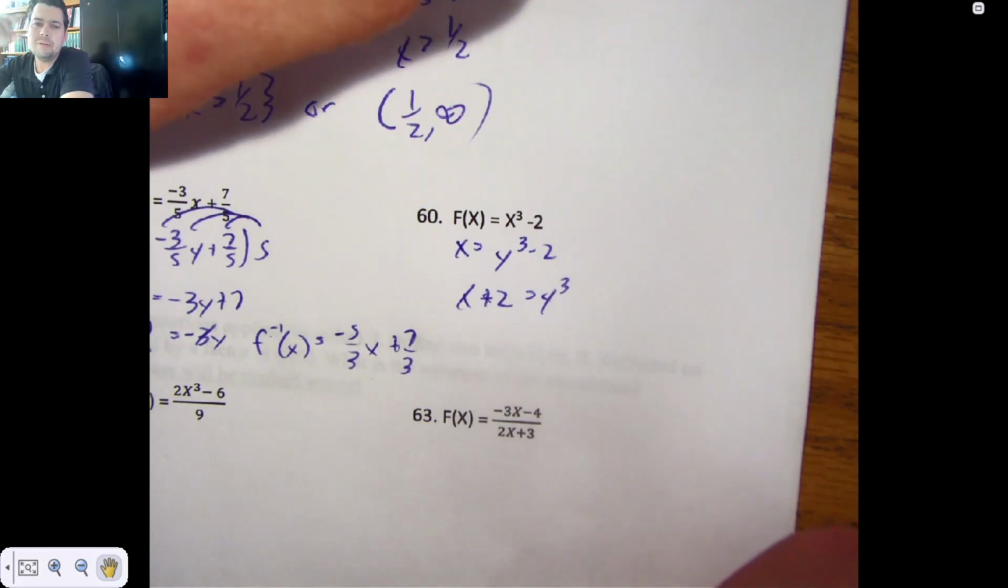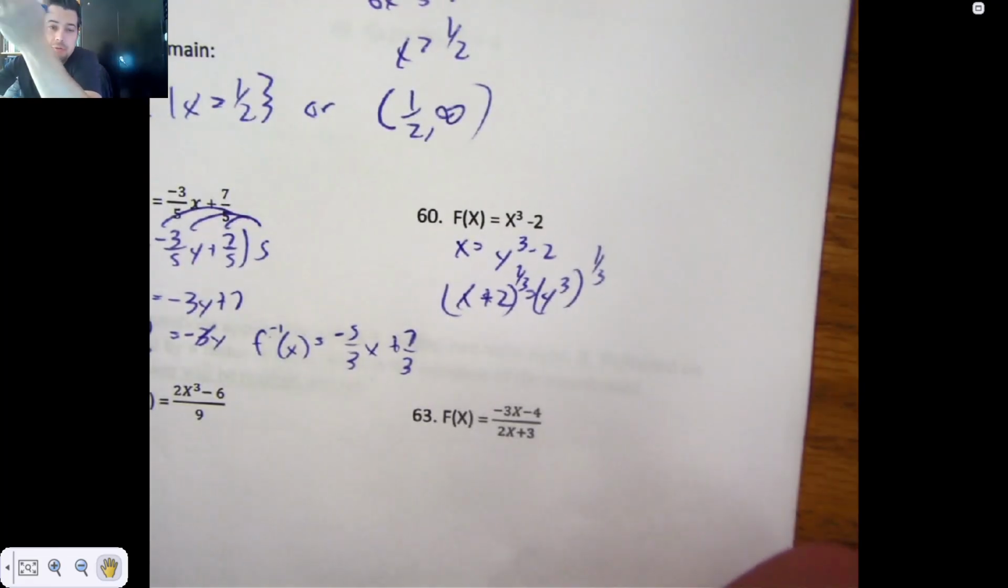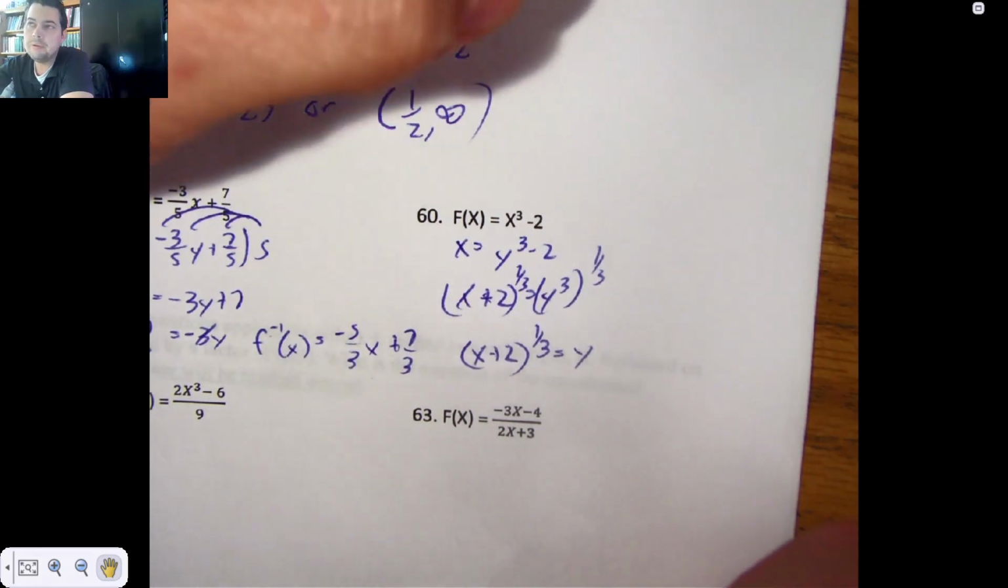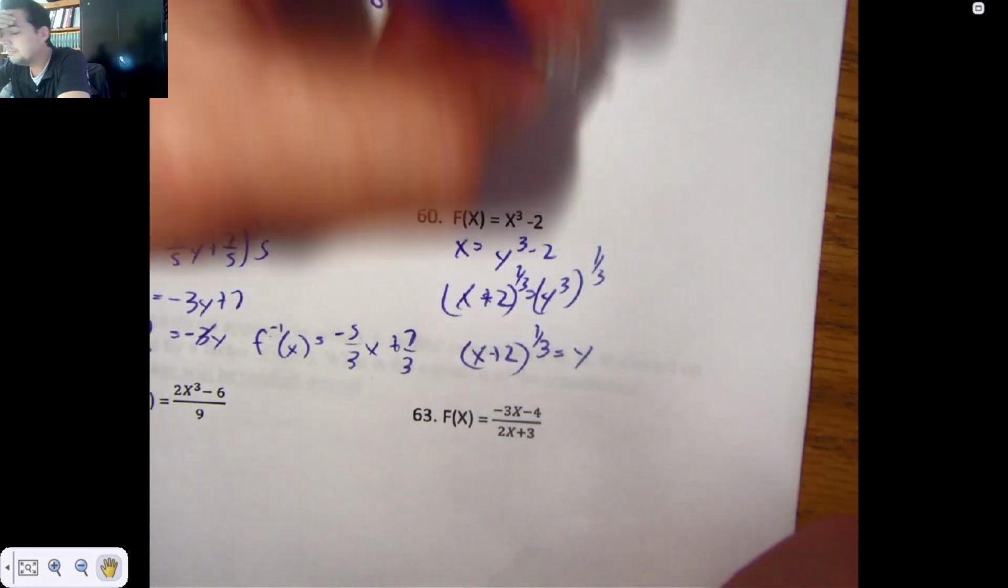You can use radicals or exponents. I don't really have a preference. You just have to know both. I'm actually just going to stick with exponential form because in higher level math, we use exponential form. We don't use radical form. So this gives me x plus 2 to the 1/3 is y. And again, the last thing you do is replace y with the inverse of f of x. So the inverse of f of x is x plus 2 to the 1/3 power.